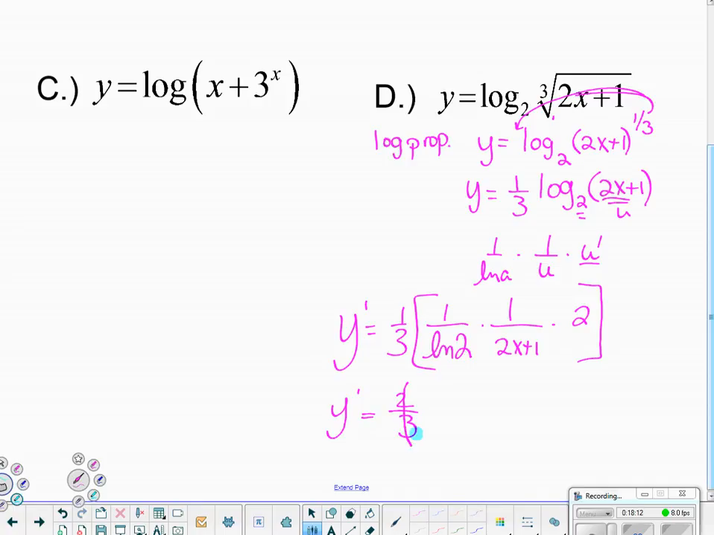Okay, so how do I want to write this? 2 over 3, there's my 2/3. The rest of this stuff is in the denominator, isn't it? 2x plus 1, natural log 2. Why not call this 2 over 6x plus 3, natural log 2? Look good? I think so.